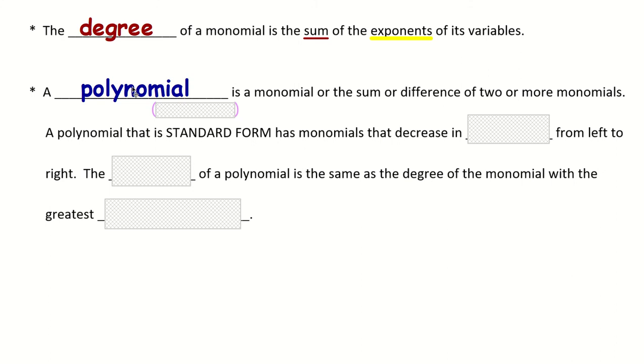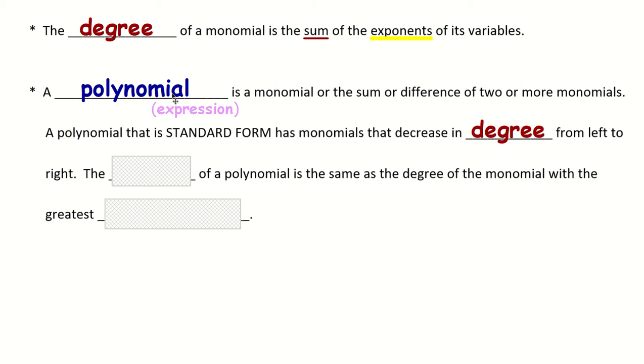A polynomial is a monomial or the sum or difference of two or more monomials. It could just be a monomial, like I was saying. Any monomial is also a polynomial, or many monomials added together or subtracted. That's a polynomial. It's an expression. And in fact, I bet what's behind here is the word expression. A polynomial that is in standard form has monomials that decrease in degree from left to right. So we put the highest degree first.